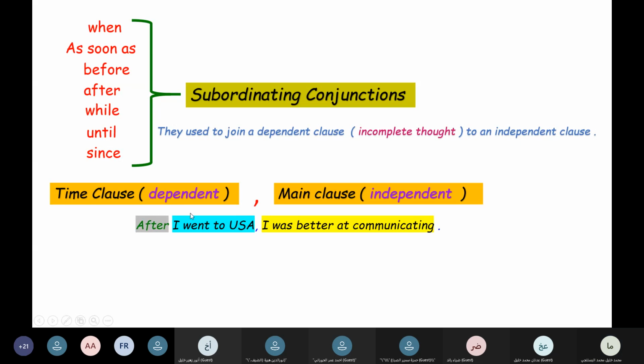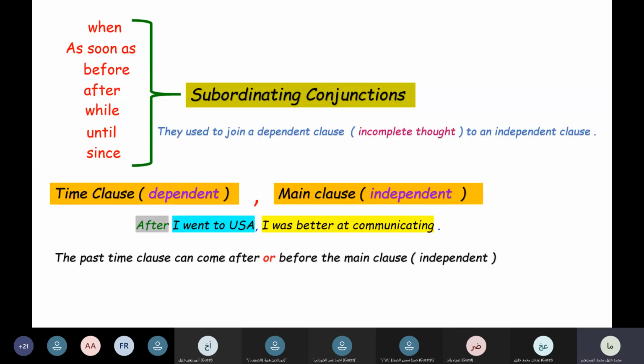Now, the sentence which has the subordinating conjunction is called what? The time clause, the sentence which has one of these words. And the main clause is the independent one: "I was better at communicating." This has a complete meaning. But when I say "after I went to USA," this is a dependent clause. The past time clause can come after or before the main clause. Independent.